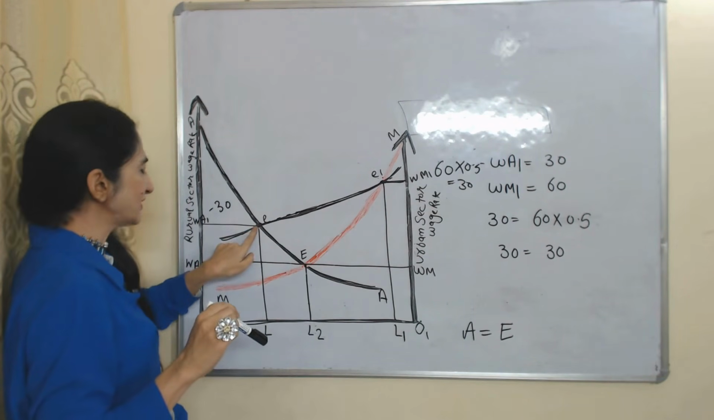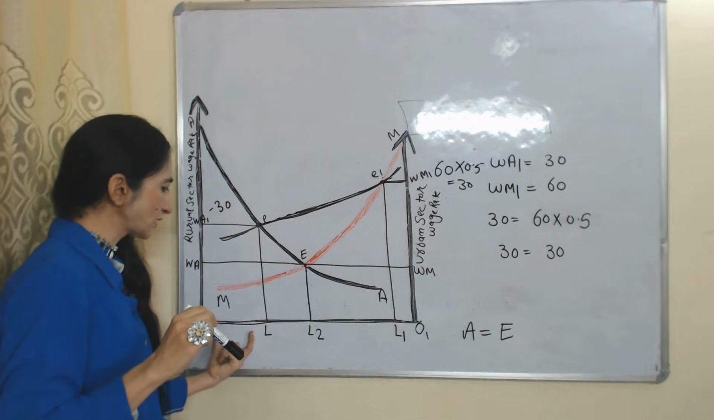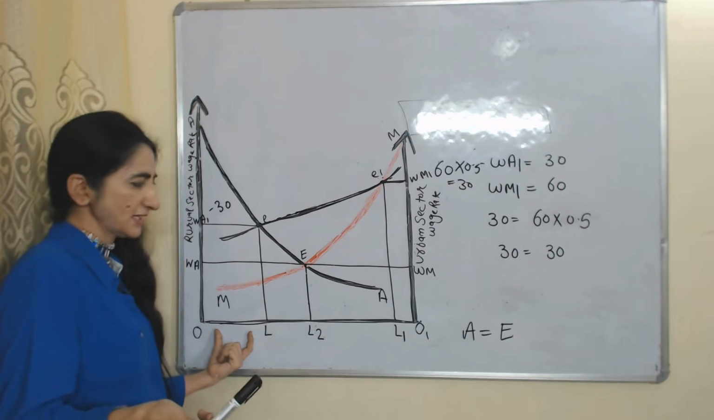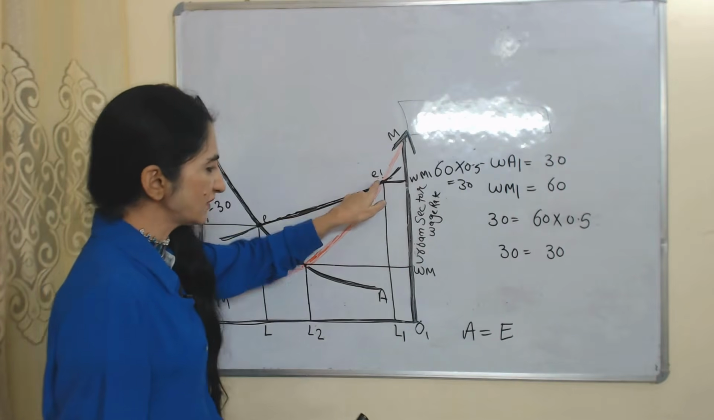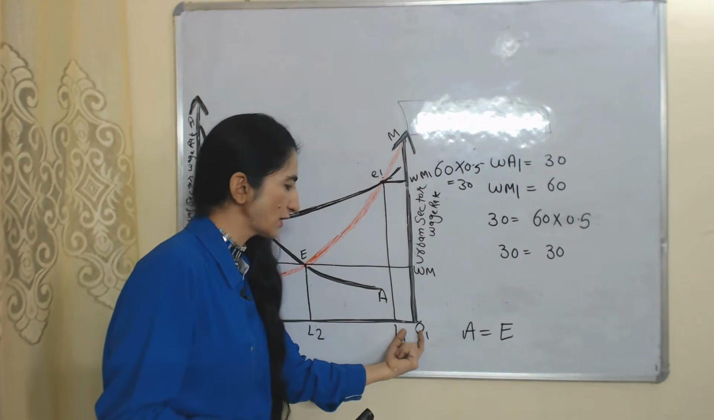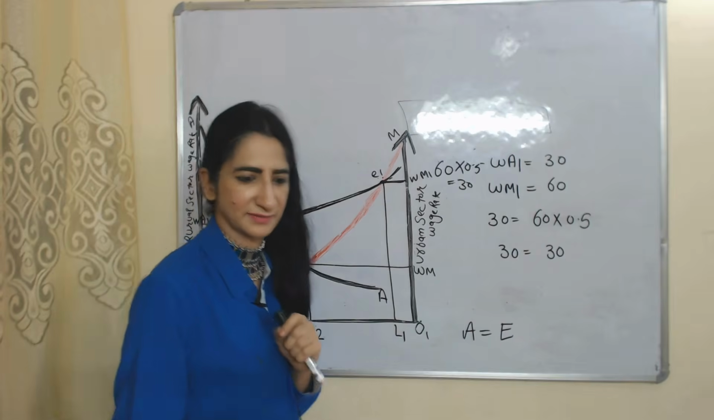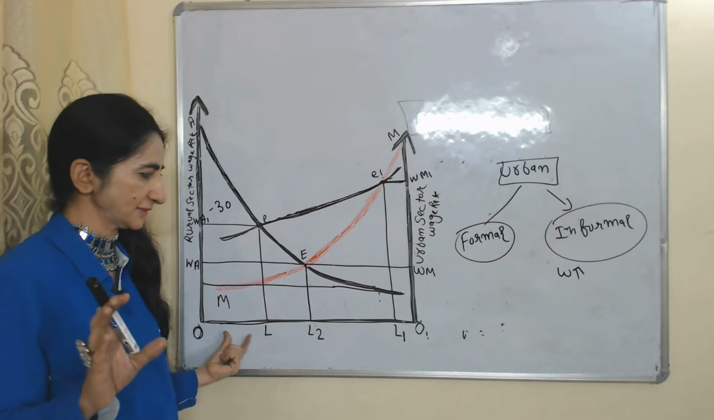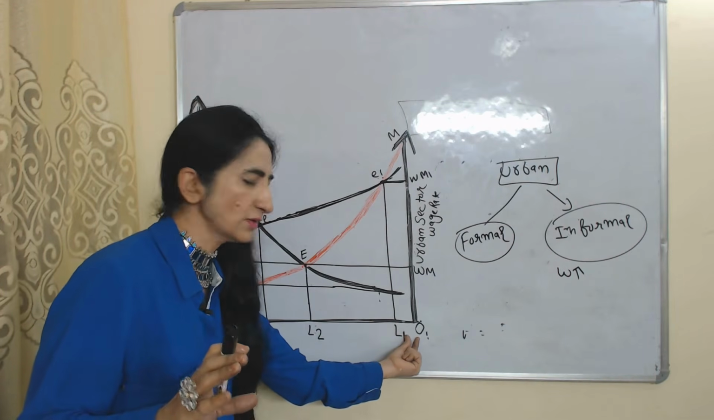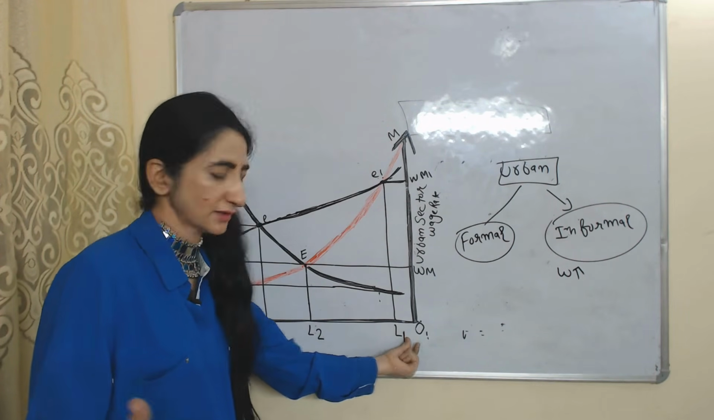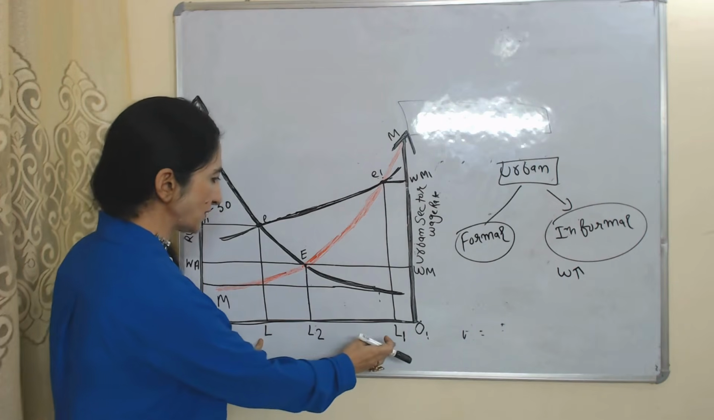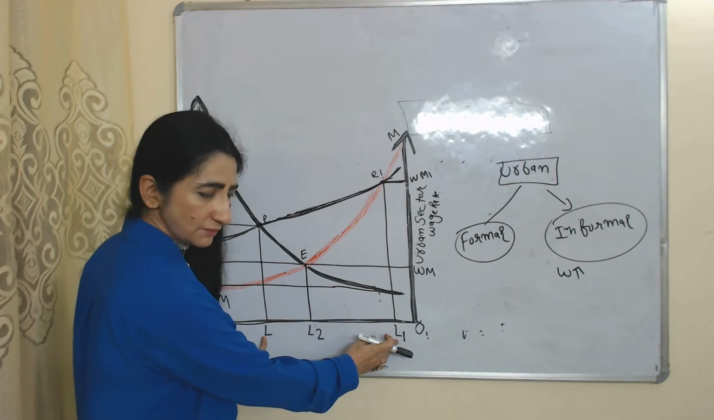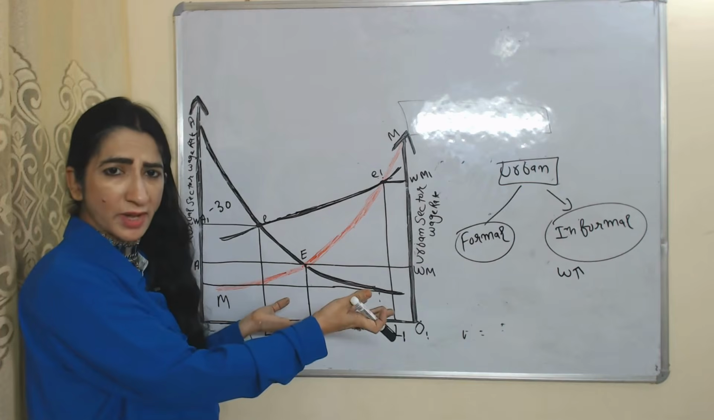At this E equilibrium point, you can see OL workers are employed in the rural sector. And at the E1 equilibrium point, you can see L1O1 workers are employed in the urban sector. So OL workers are employed in the rural sector, and L1O1 workers are employed in the urban sector. But what about these people who lie between L and L1? Where will these people work?